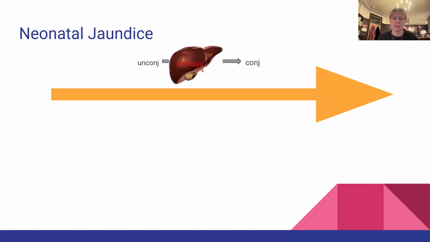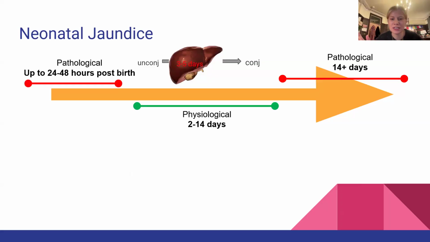So if we think about it as a timeline from birth, there's 3 different types of jaundice and when we might see jaundice. And jaundice is not concerning if it's at certain points of time. So if we see jaundice within the first 24, 48 hours after birth, that is always pathological, and that is always concerning and needs to be acted on.